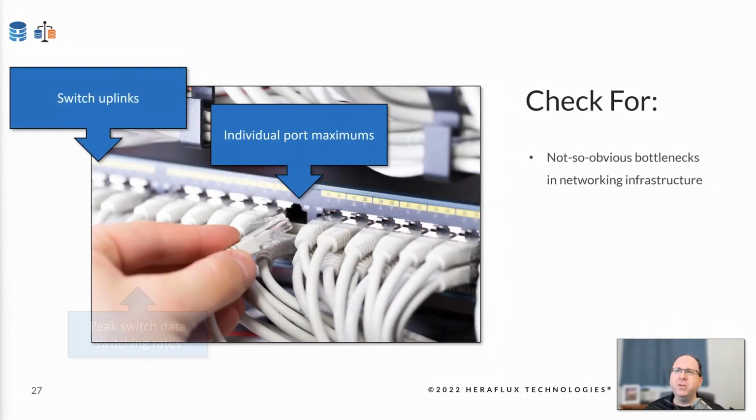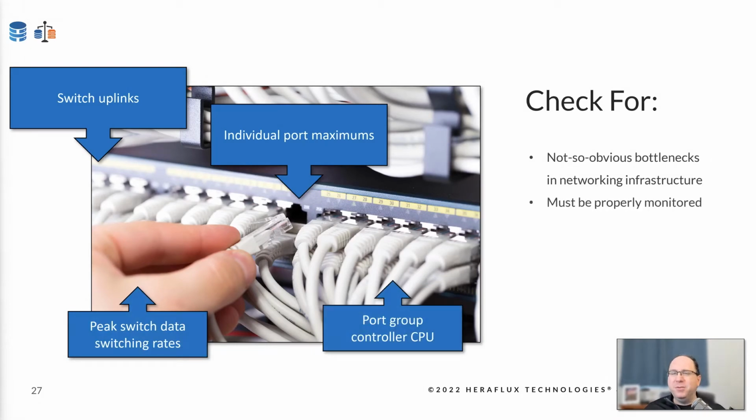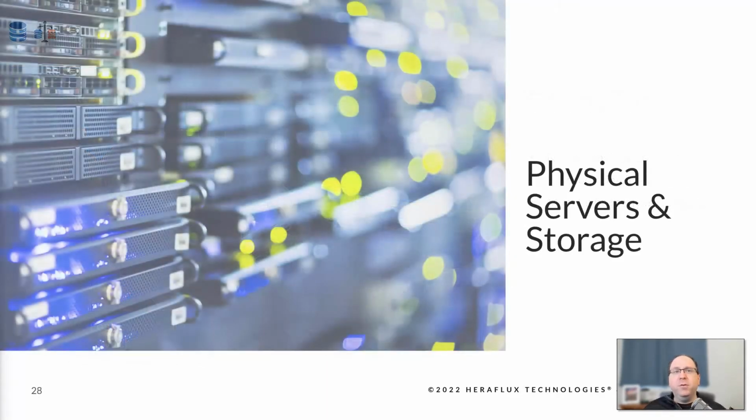Now, on the network switches, there are not so obvious bottlenecks with these things. We've been monitoring port uplinks and individual port maximums for a long, long time. If you have the telemetry in your switches, look for the peak data switching rates inside the network switch itself. Sometimes the actual throughput inside the switch can't keep up. Other times, there are controllers or CPUs managing individual groups of ports on there. So you need to actually go look for those as well. And sometimes you'll find that a lesser switch just simply can't handle the demand, even if you're not maxing out all of those ports.